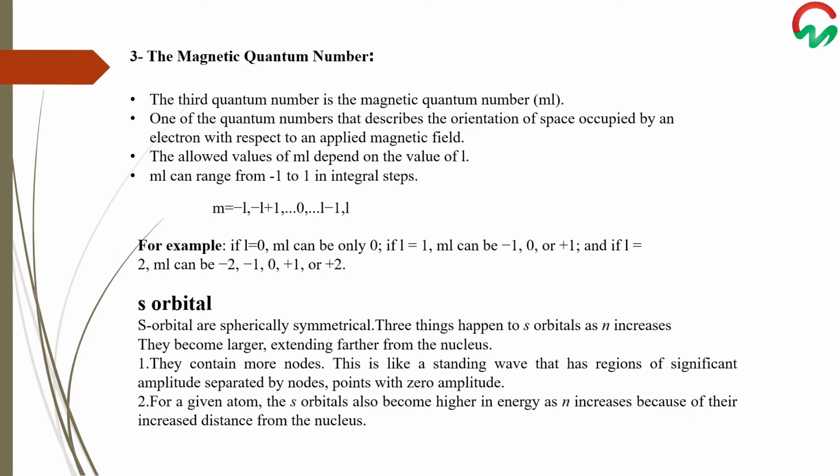Students, the third quantum number that we are going to discuss is the magnetic quantum number, which is denoted by Ml. This is one of the quantum numbers that describe the orientation of the space occupied by the electron with respect to an applied magnetic field. The allowed values of Ml depend upon the value of L, and Ml can have any value ranging from -L to +L in integral steps. For example, if L equals 0, then Ml can be 0 only. If L equals 1, then Ml can have values 0, -1, and +1. And if L equals 2, then Ml can have values 0, -1, +1, -2, and +2.